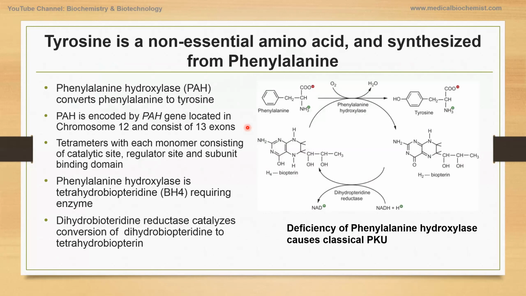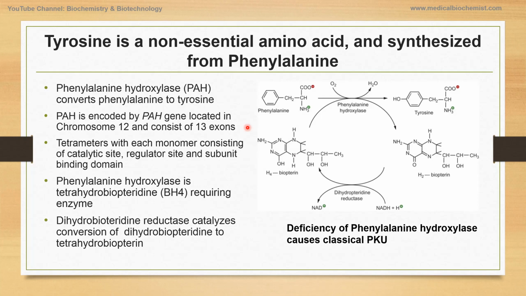So as you may know, tyrosine is a non-essential amino acid. That means nutritionally it is not required, but it can be replenished by synthesis or conversion via phenylalanine. Phenylalanine is a nutritionally essential amino acid that can be converted to tyrosine by an enzyme called phenylalanine hydroxylase.